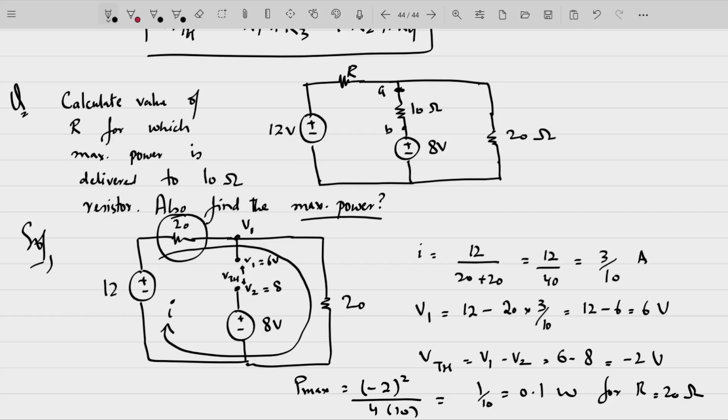So apparently ये जो आंसर है आपका, ये आपका आंसर ये आया, but ये जो आंसर है, this is not actually your correct answer for this particular question. Fine. So what you have been actually asked in this question is calculate the value of R for which maximum power is being delivered to 10 ohm resistor.